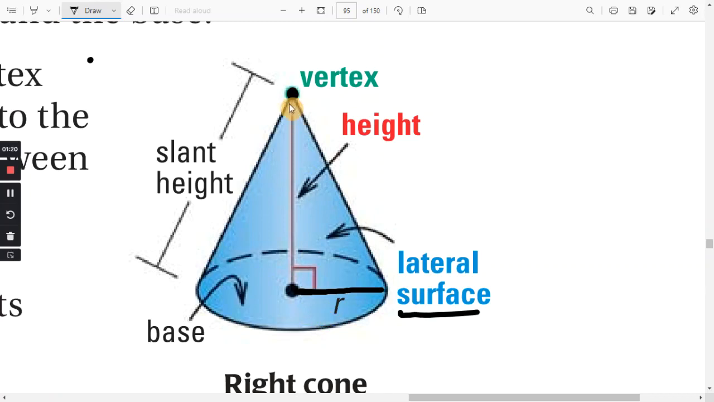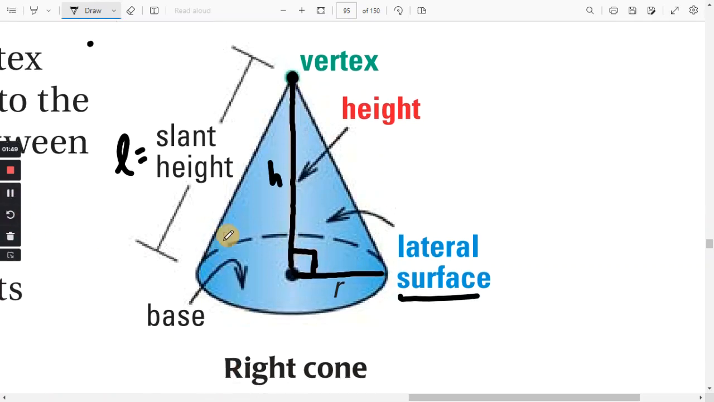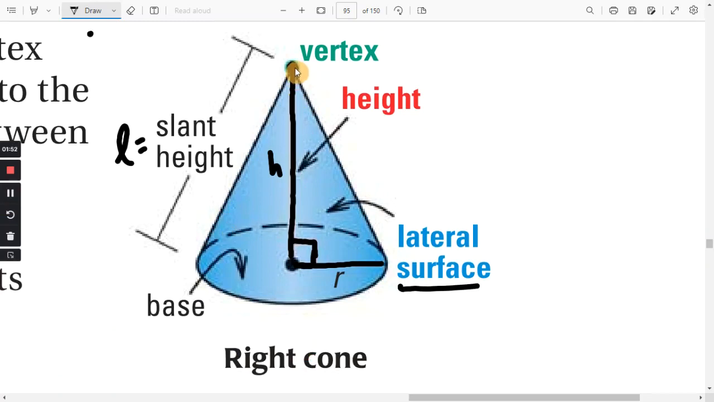The height is the perpendicular distance from the vertex to the base. See, it makes a right angle with the base. So that right there is the height, usually called H. And the slant height is the slanted distance along the side of the cone. We usually call that L. So that's your slant height L, this is your height H, and this is a right cone, so the vertex is directly above or below the center of the circle.